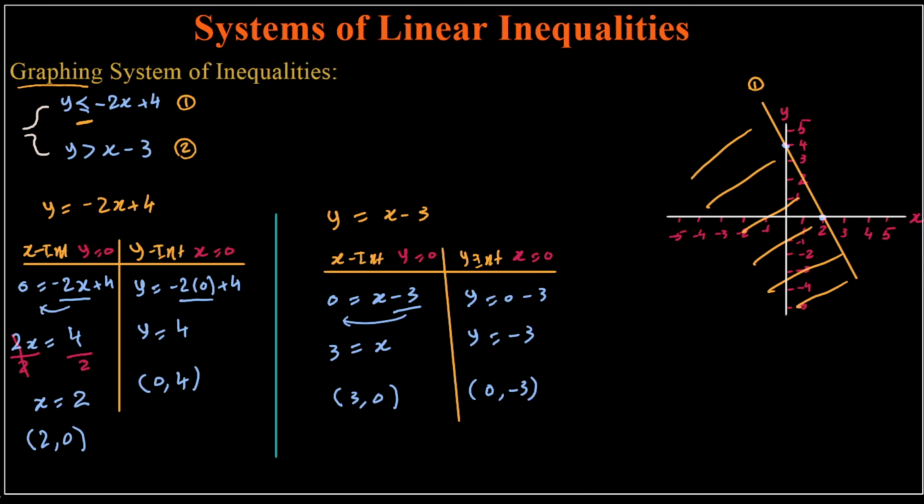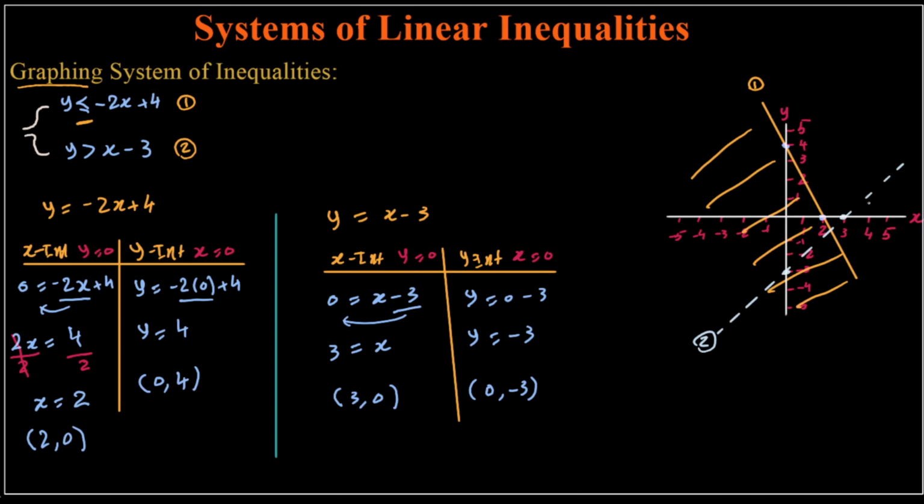Let's graph the second one. Let's use a different color. 3 and 0. This is 3 and 0. And we have 0 and negative 3, so 3 points down. Let's use our ruler to graph them. As you see, here we have y just greater than. We don't have an equal sign, so our line will be a dashed line. So let's name it. This is the second one.